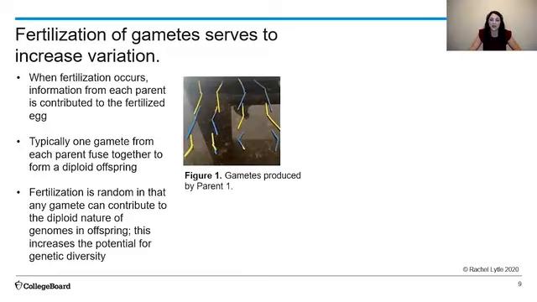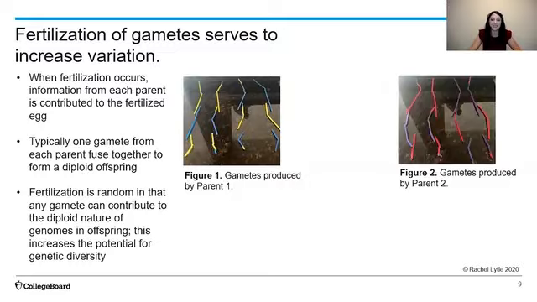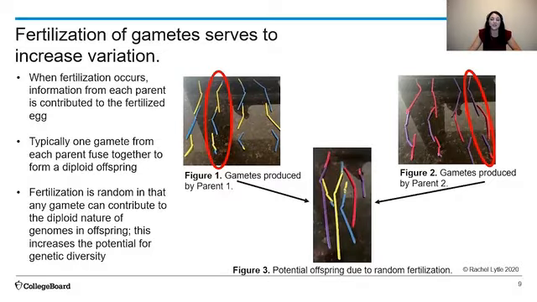So if we look back at our model and we see figure 1, we have the gametes that we produced earlier, and we'll say that those are the gametes from parent 1. In figure 2, we can see gametes that were produced by a different parent. And so if there was going to be an offspring produced from parent 1 and parent 2, any one of these gametes could be used to produce that offspring. So let's say that we have these two gametes that come together, and this is our potential offspring that is produced. And you can see by all the different colors and the results of crossing over that there's a lot of genetic variation within that offspring.